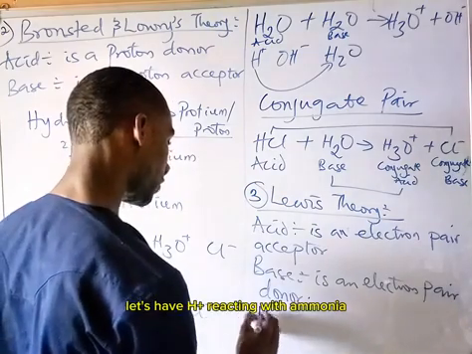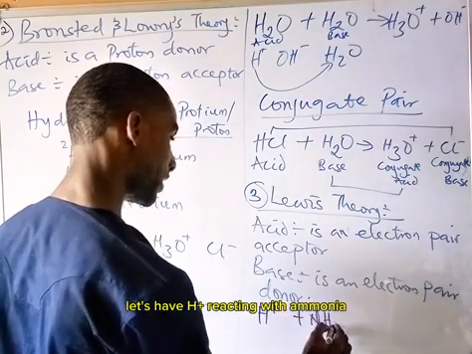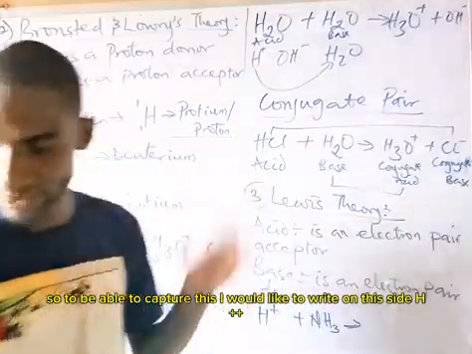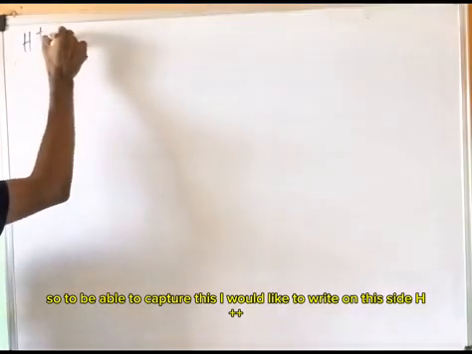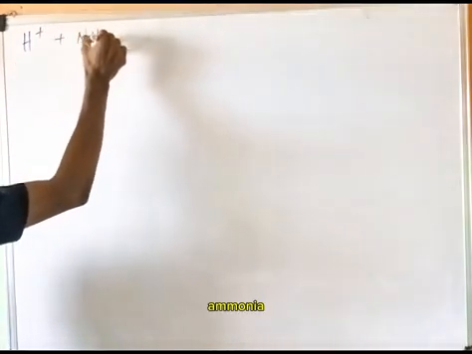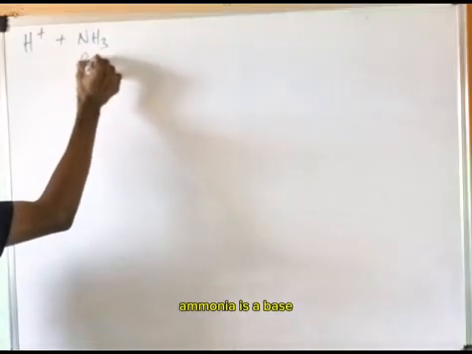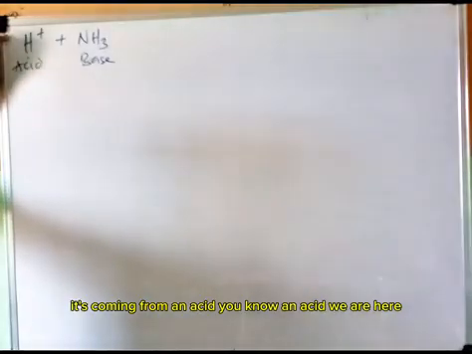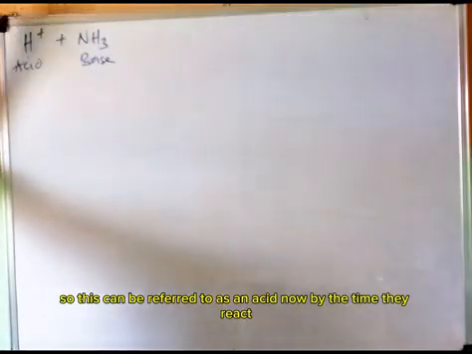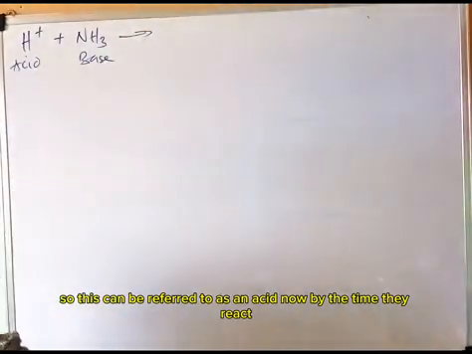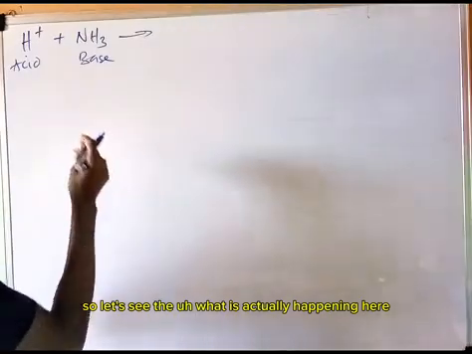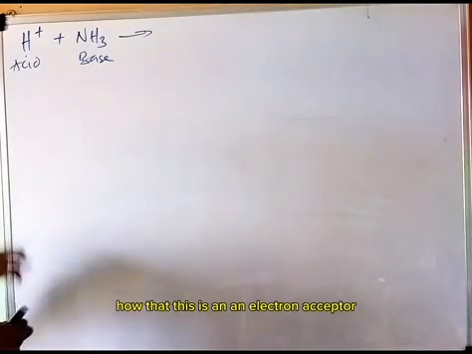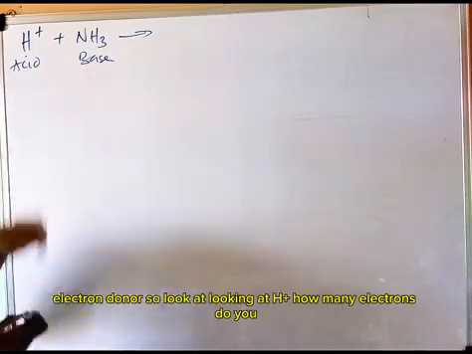Let's have H plus reacting with ammonia. So to be able to capture this, I would like to write on this side H plus and ammonia. Ammonia is a base. This is an acid. Alright, it's coming from an acid. You know, an acid will ionize to give hydrogen here, so this can be referred to as an acid. Now, by the time they react, let's see what is actually happening here, how this is an electron pair acceptor, electron pair donor.